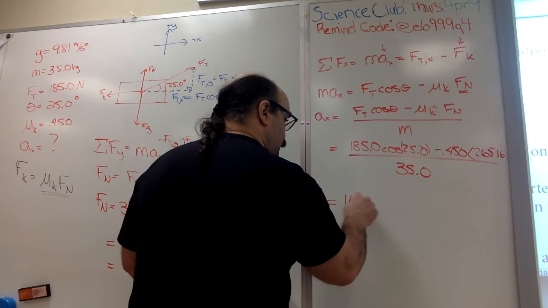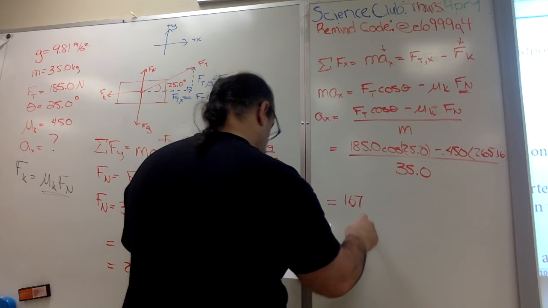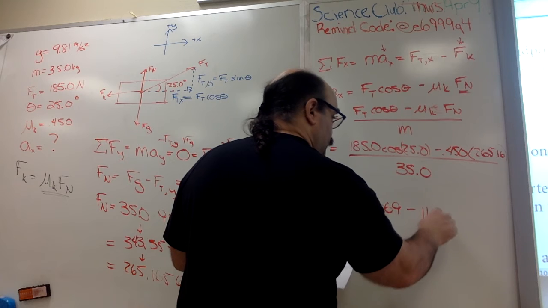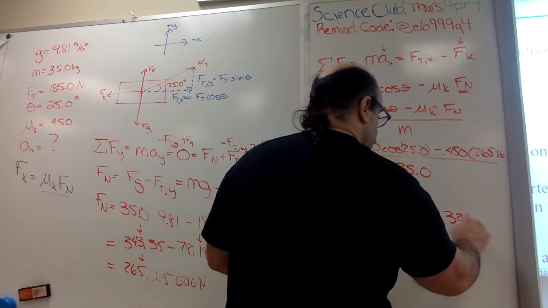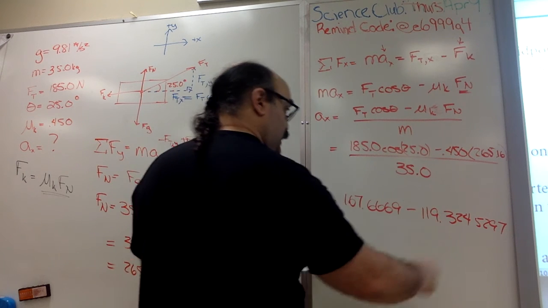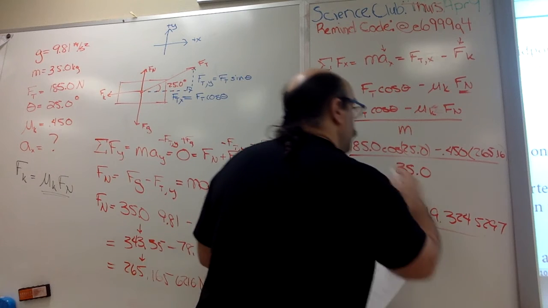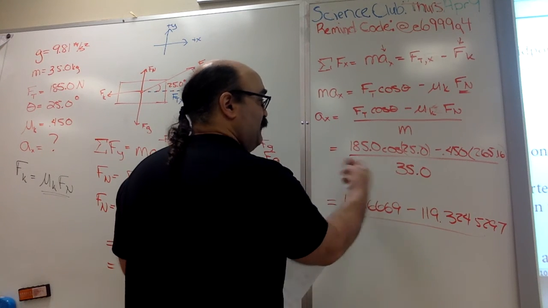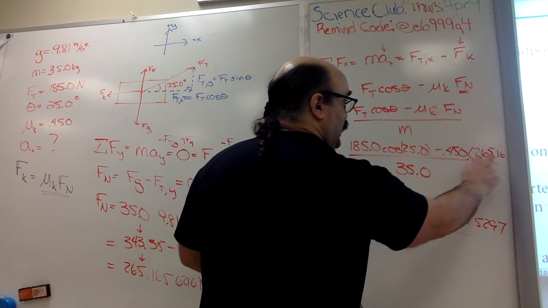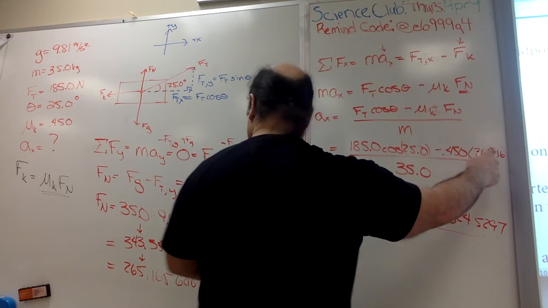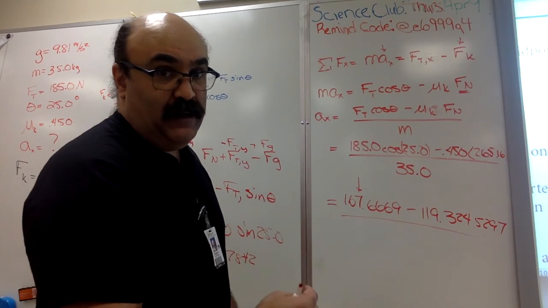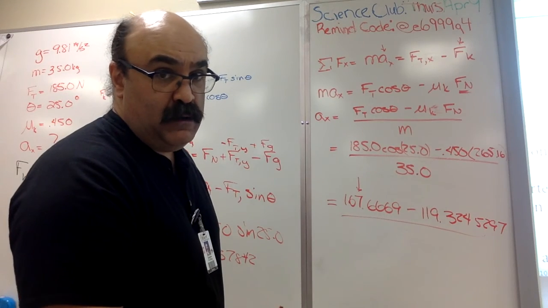For this number, I get 167.6669 and some change, minus 119.3245297. Wow, apparently I wrote the whole thing down there. Again, this should only be good if I were giving the number for sig figs. 4 and 3 should leave me in the ones place. 3 and 3 should give me, in this case, the ones place. Here's the trick. My answer's only good to the ones place on top.